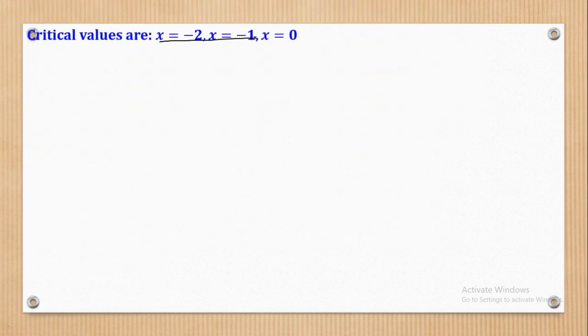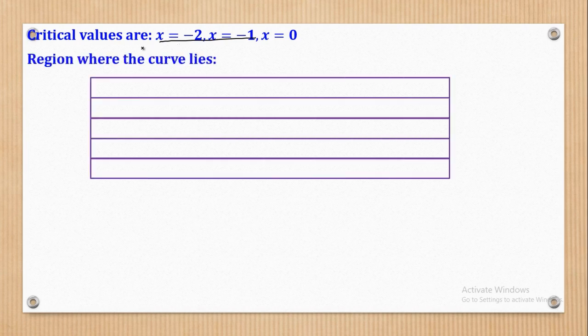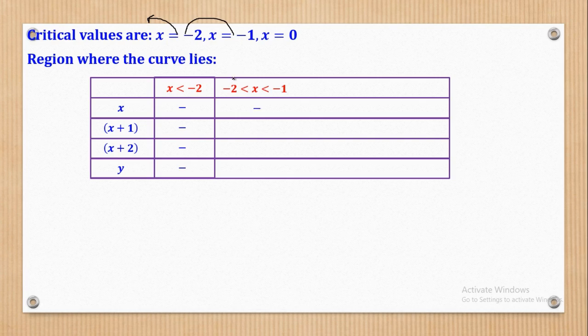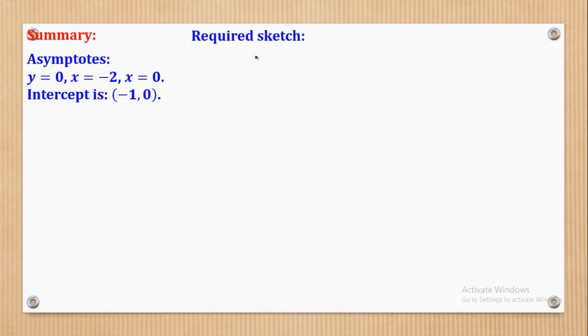Now, the critical values in ascending order are those ones, then we shall tabulate to come up with those expressions. Then, for the region less than negative 2, the inequality is that, and the signs are that. Then for the region between negative 2 and negative 1, the inequality is that, and the signs are negative, negative, positive, positive. Then between this and this, the signs are negative, positive, positive, negative. Then greater than this, by default, all are positive. So now we shall go to sketch, but we need a summary like I told you. You don't need this summary, but for me, I need the summary.